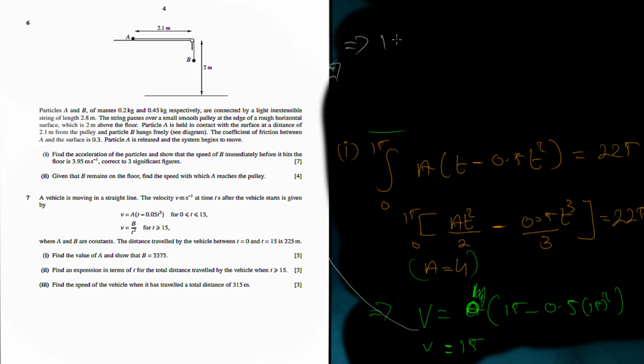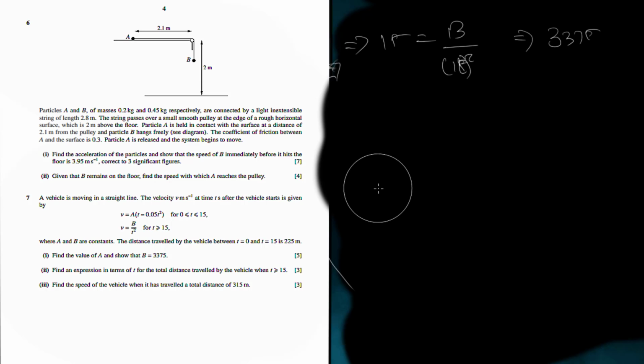So 15 is equal to b over t squared. I'm writing down the equation for the second part beyond 15 seconds and equating it to 15, because the velocity at 15 seconds is 15. Here t is 15, so b would be 15 squared multiplied by 15. That gives the value of b to be 3375, which is your answer. Moving on to part 2, let me erase this super quickly.